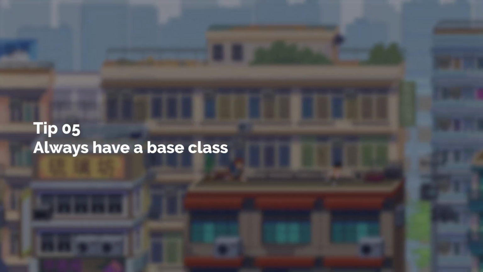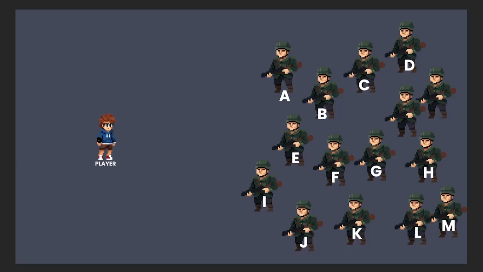Tip number 5. Always have a base class for same type of things. You probably have heard it and say, meh, it's not that useful. Trust me, it is. Assume this. You have 30 types of different enemies in your game, and when the player attacks them, they need to take damage or play hurt or even death animation. How will you do it? Writing and repeating the same line of code 30 times?